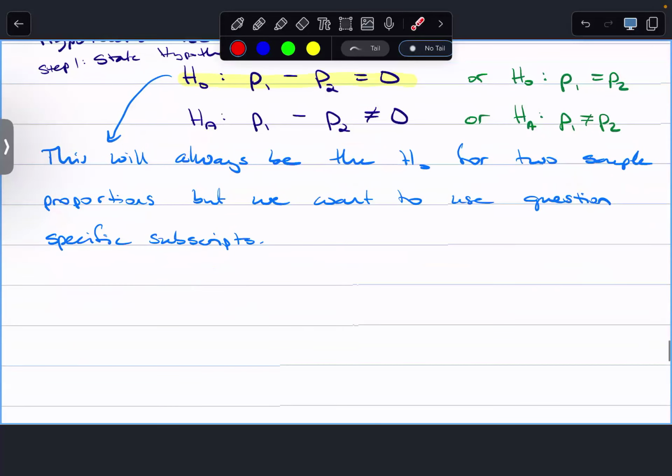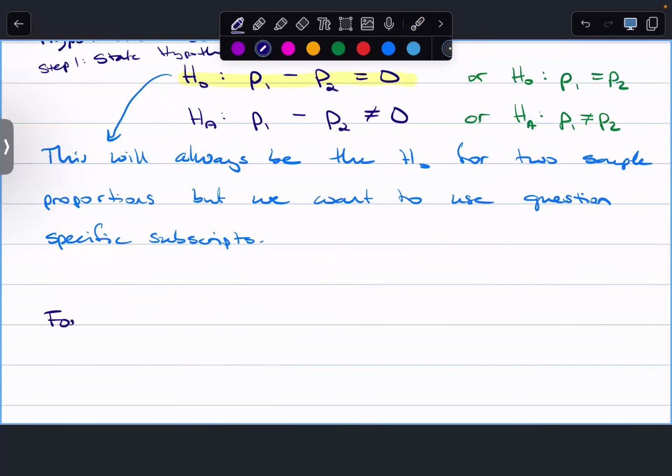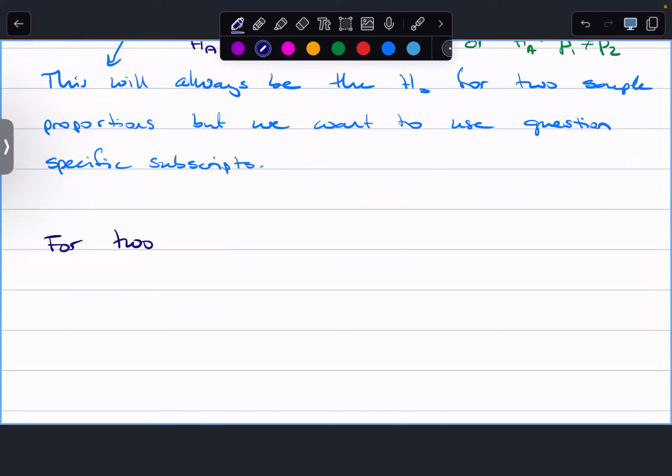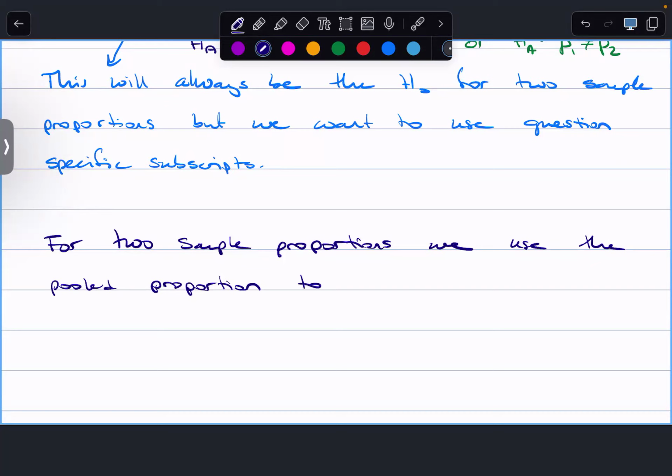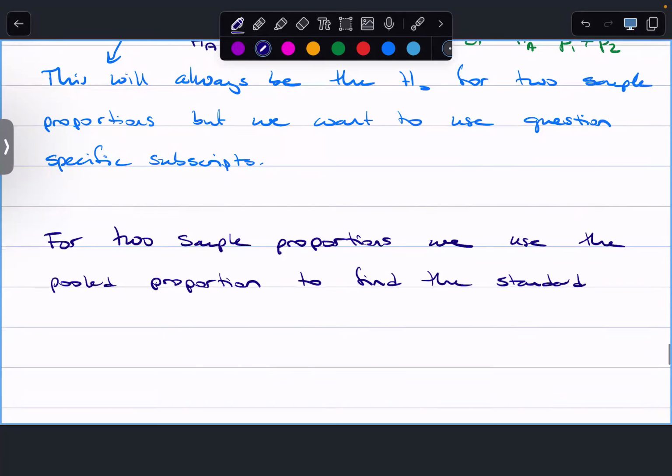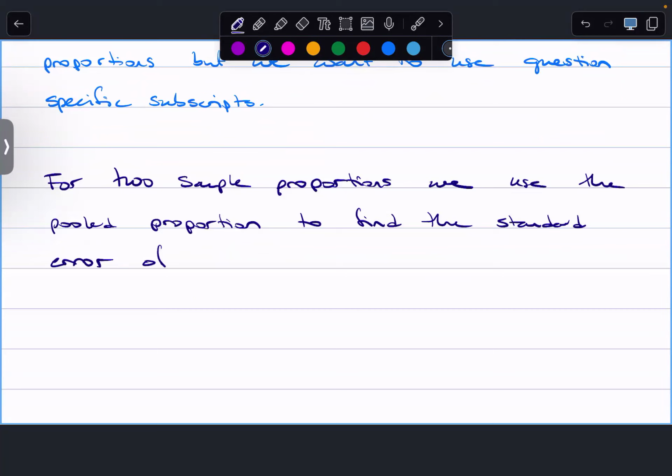But for two sample proportions, we use the pooled proportion to find the standard error of the hypothesized distribution.